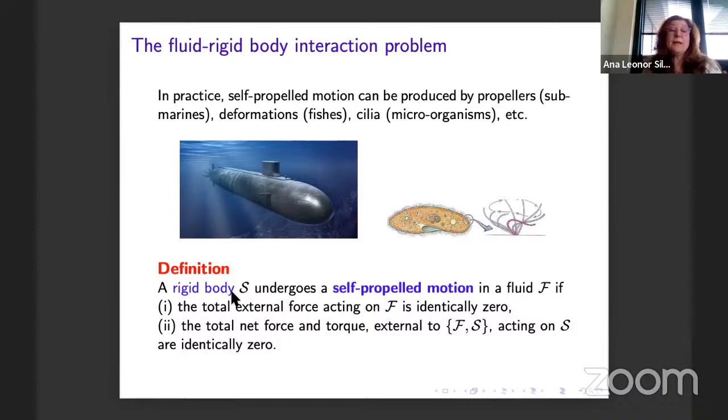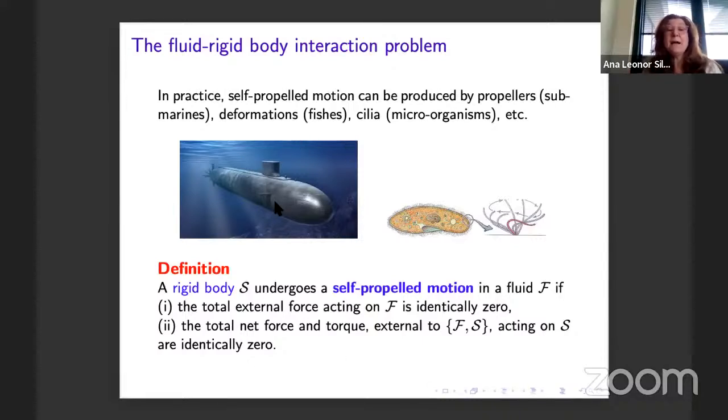So we can give the following definition. A rigid body undergoes a self-propelled motion in a certain fluid F if the external force acting on the fluid is identically zero, and if the total net force and torque external to the system solid fluid, which is acting on the solid, is also zero. Let's see how this can be expressed in terms of equations.